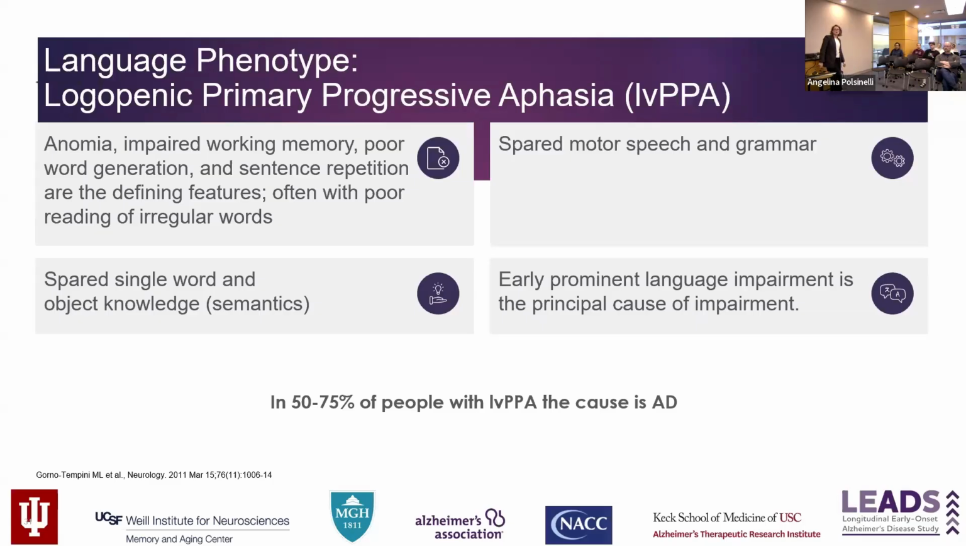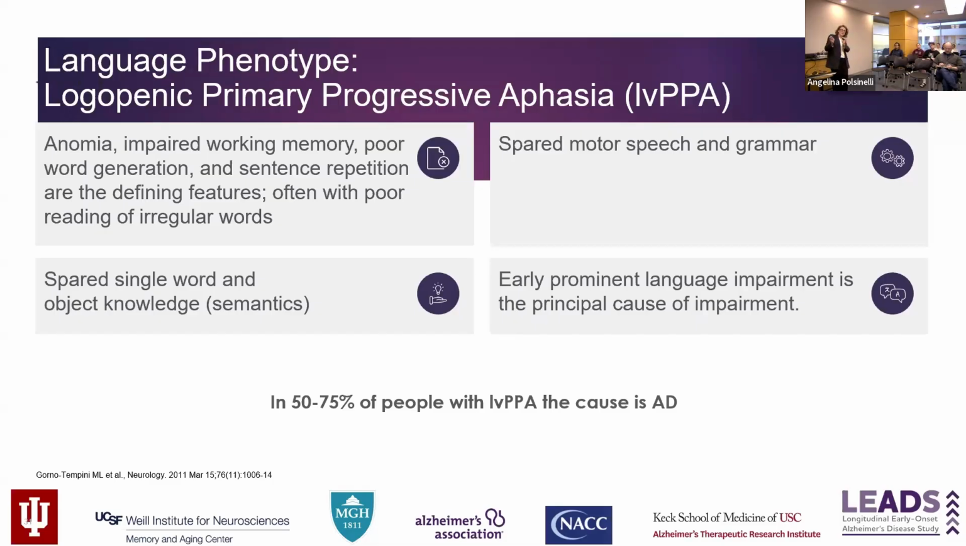Generally speaking, their motor speech and their grammar is spared, less of an issue. They have no problem with object knowledge. Again, in the object naming task, he's able to describe what the object was, but couldn't name it. And the language impairment has to be the predominant reason why somebody is having impairment in their daily life to be diagnosed with the dementia of the logopenic type.